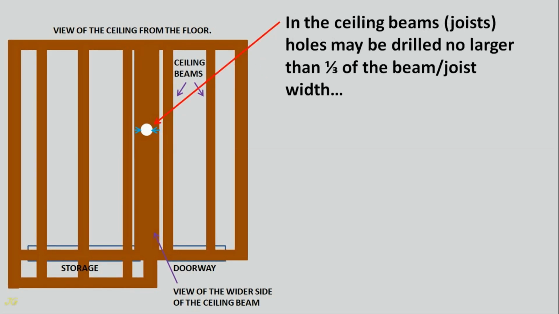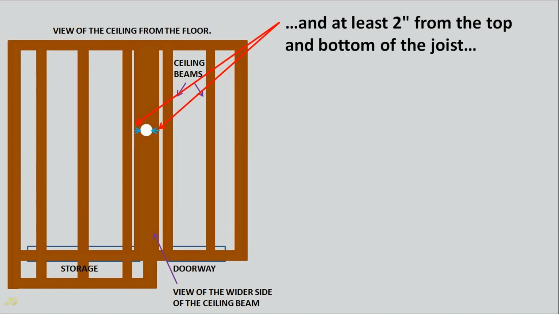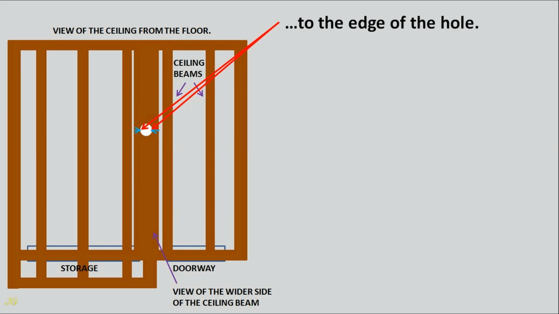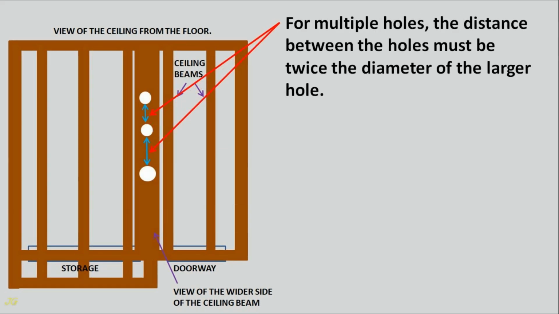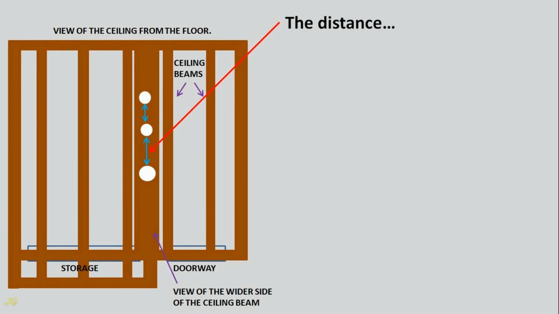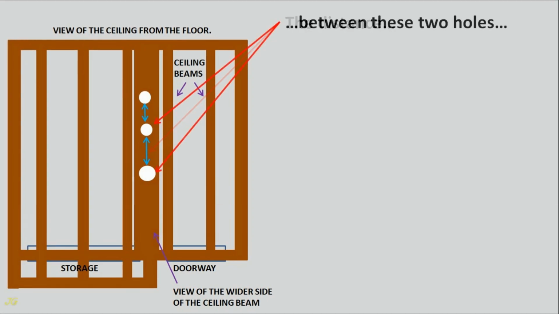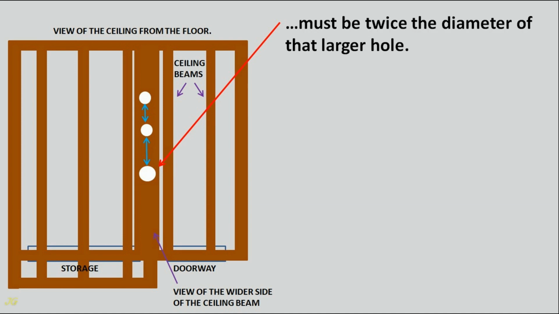In the ceiling beams, joists, holes may be drilled no larger than 1/3 of the beam, joist width, and at least 2 inches from the top and bottom of the joist to the edge of the hole. For multiple holes, the distance between the holes must be twice the diameter of the larger hole. The distance between these two holes must be twice the diameter of that larger hole.